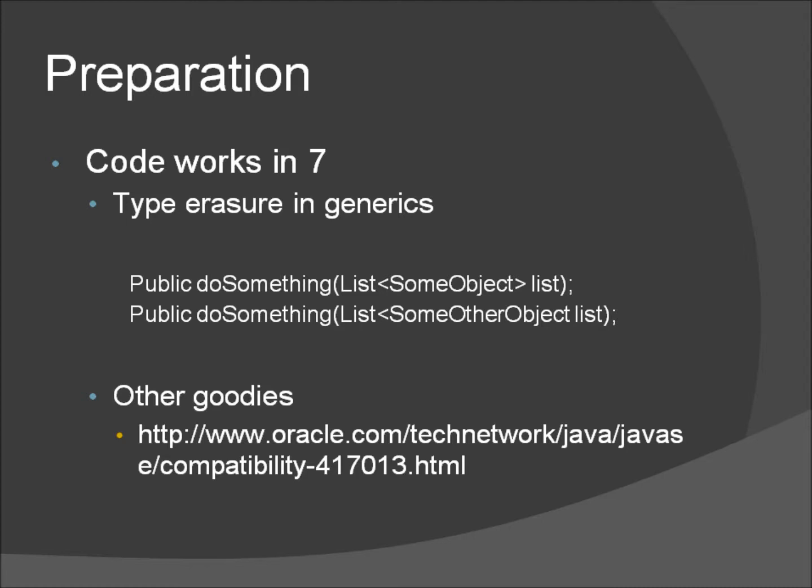But one of the side effects of type erasure, when you remove the information, is that in Java 6, just because there were a couple of bugs, you could have methods with the same name and the same parameters that only differed in generics. For example, you can have a doSomething method that accepts a list of some object, and another doSomething method that accepts a list of some other object. And this is still valid. It will give you a warning if you compile with warnings on Java 6.